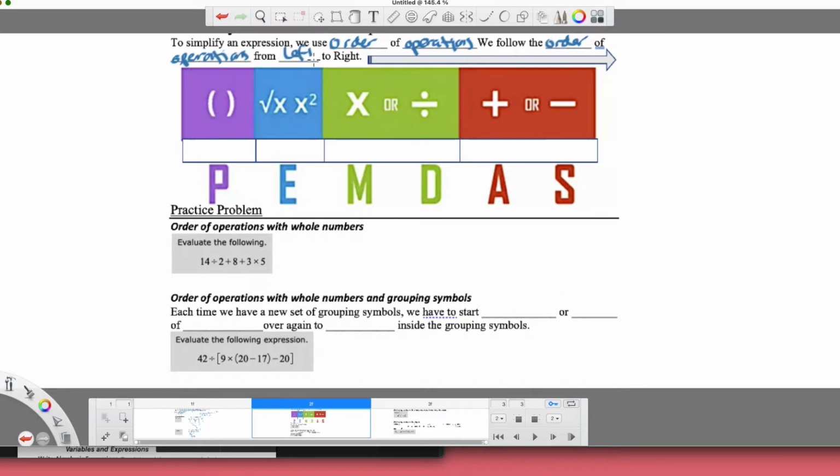So that's actually a big one. You want to make sure that you're always going from left to right. I have this nice silly little arrow there showing you. Just like you're reading, you do the same thing with math. You go from left to right in your equation.